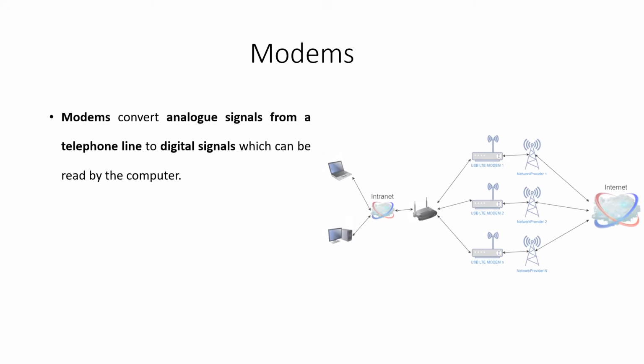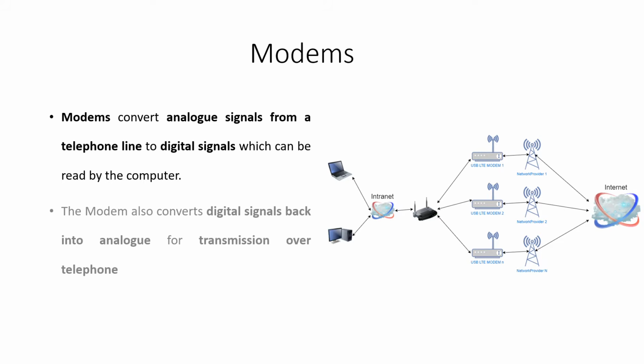Modems. Modems convert analog signals from a telephone line to a digital signal, which can be read by a computer. The modem also converts digital signals back into analog for transmission over the telephone line.